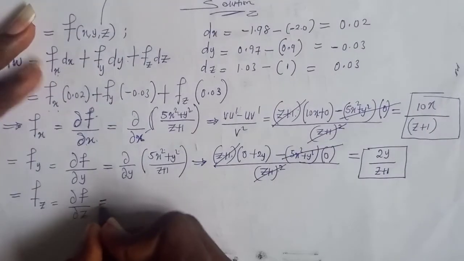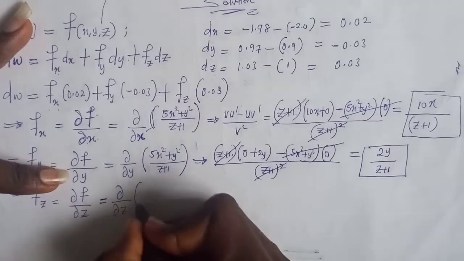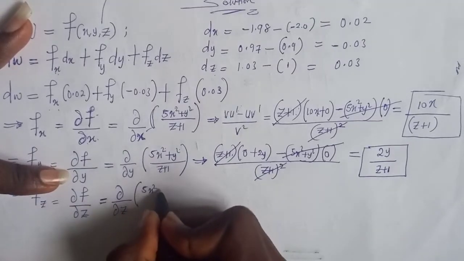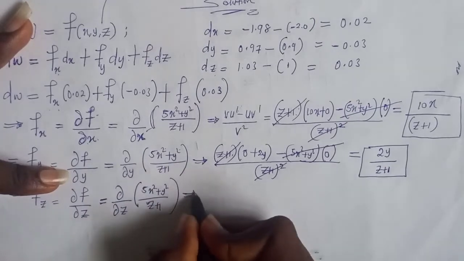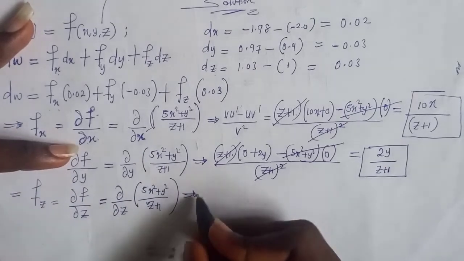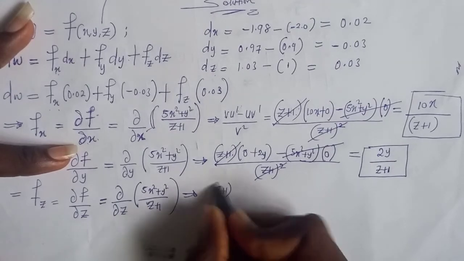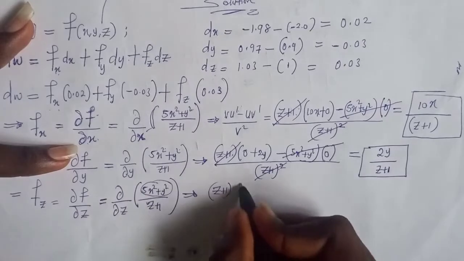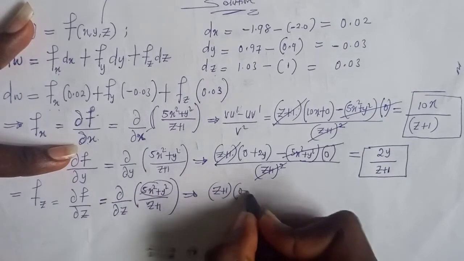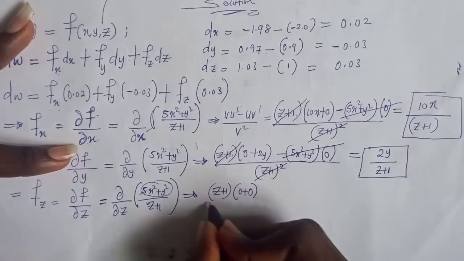Now what is fz? Fz means differentiate partially with respect to z of the function of x given to you. So z plus 1. So what will this give us? This simply implies that we have v prime. V is z plus 1. U prime means differentiate this thing partially with respect to z. This one, differentiate partially with respect to z. No z to differentiate for this one, that's 0. Y square partially with respect to z. There's no way you can differentiate that, that's 0.